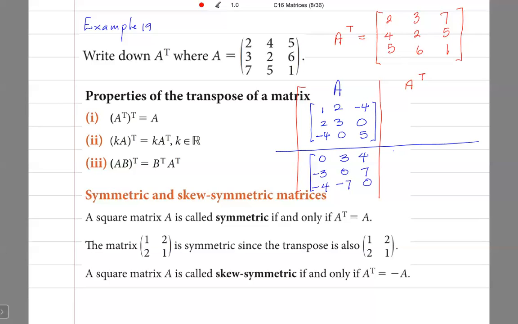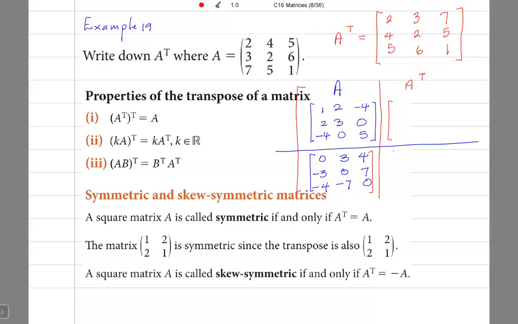Symmetric and skew symmetric matrices. A square matrix A is called symmetric if and only if A transpose is equal to A. Matrix 1, 2, 2, 1 is symmetric since the transpose is also 1, 2, 2, 1. Now a square matrix A is called skew symmetric if and only if A transpose is equal to minus A. Above, in blue, I have 3 by 3 matrices, and I'm going to find the transpose for each of them. The matrix on the left is A, the matrix on the right will be A transpose.